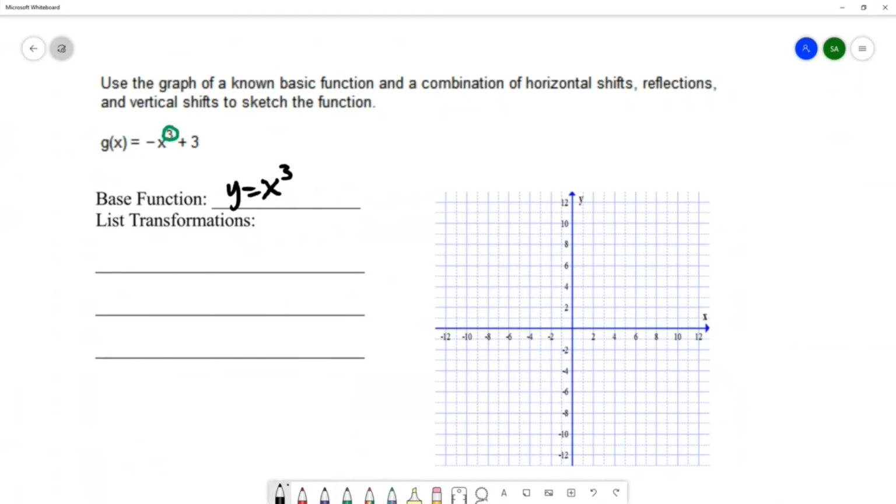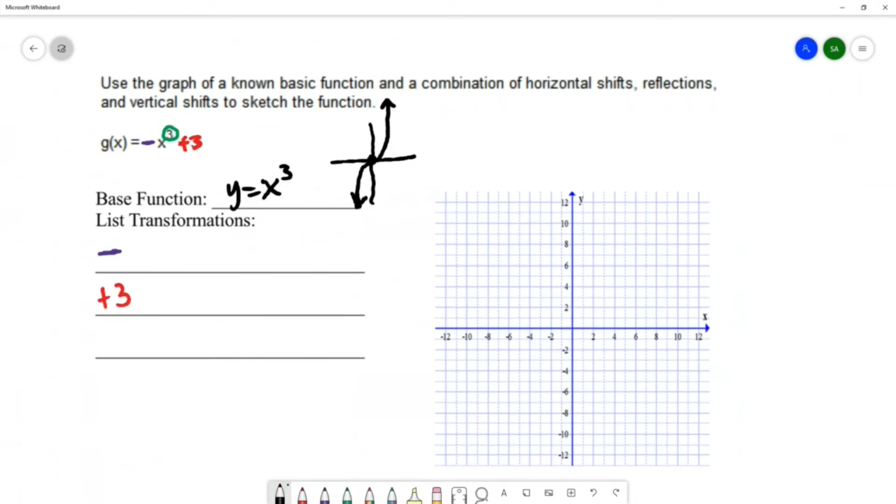So I need to know what that basic graph looks like. I know it passes through 0, 0. And at 0, 0, it has sort of a little squiggle in the graph. But mostly we see the left end quickly going to negative infinity and the right end going to positive infinity. Then we want to look for the transformations in this particular equation. In this equation, we see this negative that's out front, that's one transformation, and then we have this plus 3 that's added, and that's another transformation.